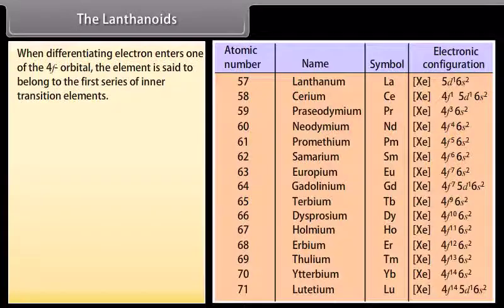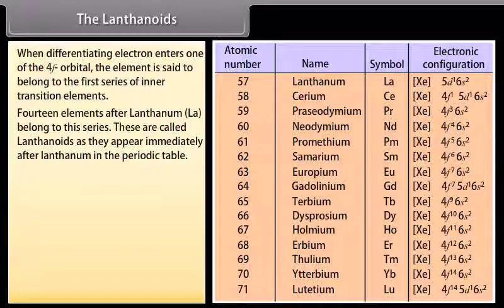The lanthanoids. When differentiating electron enters one of the 4f orbital, the element is said to be belonging to the first series of inner transition elements. 14 elements after lanthanum belong to this series. These are called lanthanoids as they appear immediately after lanthanum in the periodic table.